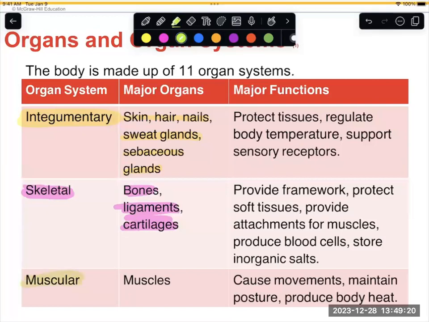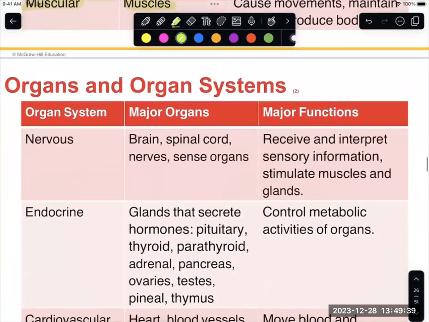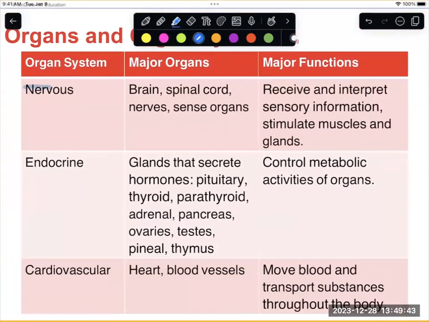Our muscular system is made up of muscles. It's what allows you to move. It's going to maintain posture. Every time a muscle contracts, it generates heat. Your nervous system. We mentioned that before: brain, spinal cord, nerves, and then we also have sense organs. These are going to receive and interpret sensory information. So how hard something's touching you, or something is flying near your body, like touching the hairs on your arm. You're going to feel that, process it, and then it's going to stimulate muscles to contract or glands to secrete.